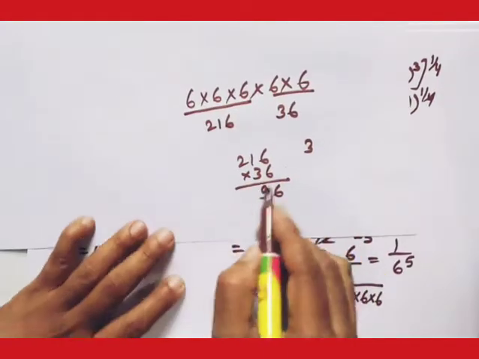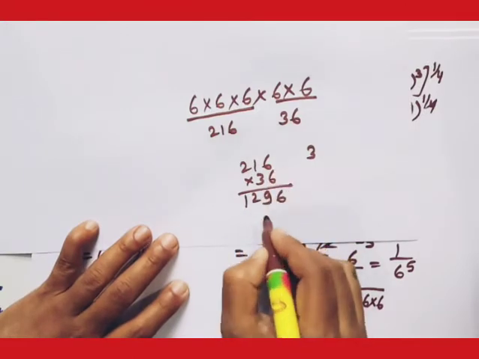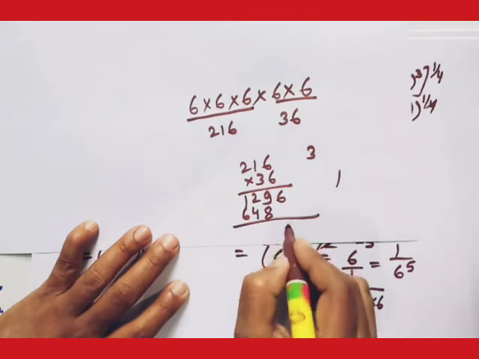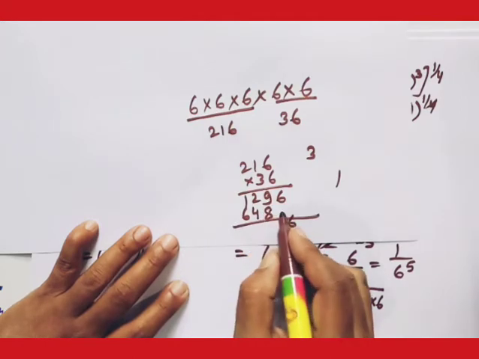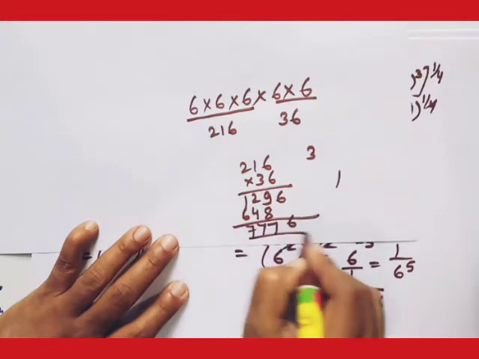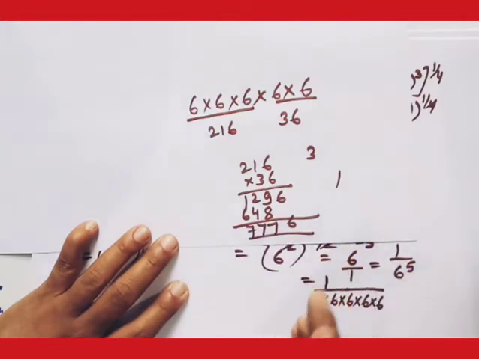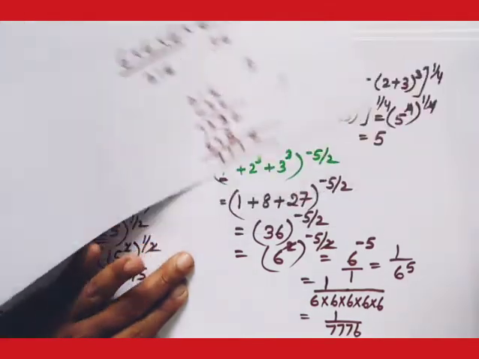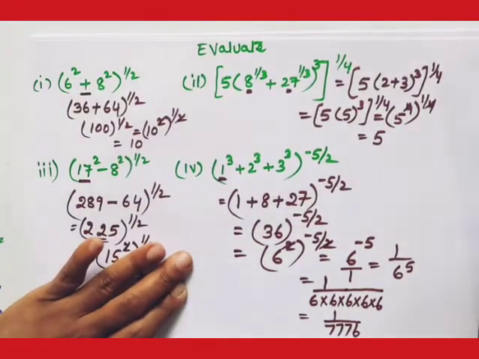Okay. Then 6 twos are 12. 3 sixes are 18, 1, 3 ones are 3 and 1, 4, 3 twos are 6. So 6, 8, 8, 16 and 1, 17, 1, again 7 and then 7. So what are you getting? 7, 7, 7, 6. So this will be 1 by 7, 7, 7, 6. So that will be your final answer.